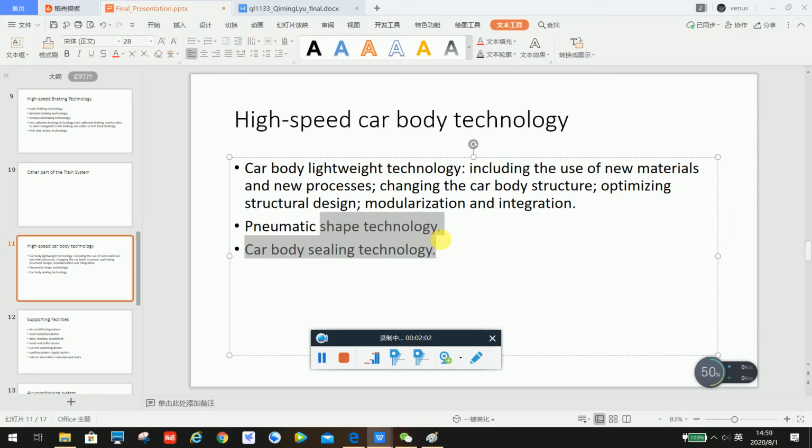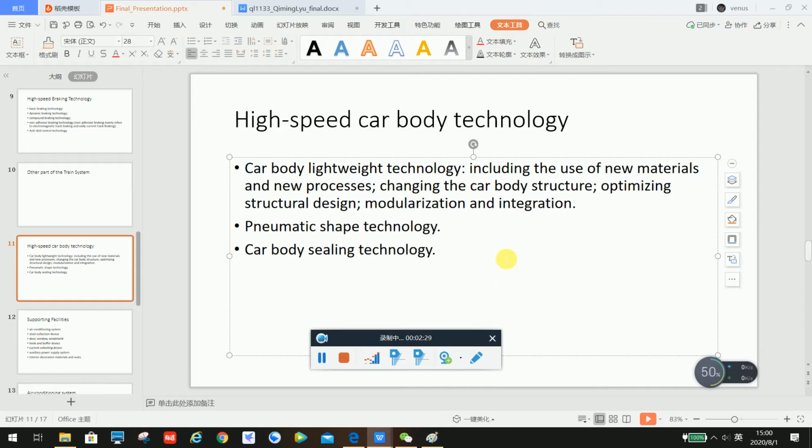So the shape technology actually is very complex. It's a mathematical problem. We need to analyze the resistance, and many other things. And also the car body sealing technology. Yes, the sealing is also very important for the EMU train.